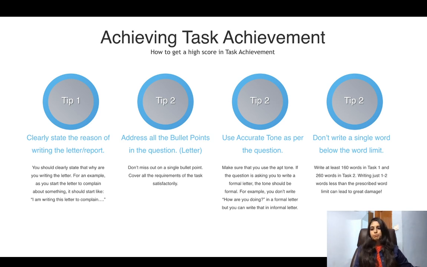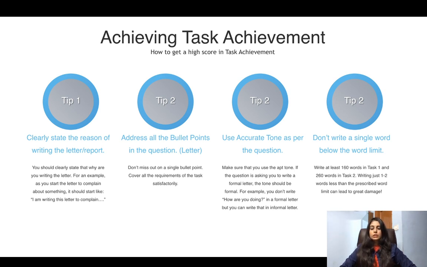All right, so we have task achievement. So how do you increase your task achievement and how do you increase your other parameters? We'll be focusing on that right now, and because of a technical glitch we have not changed tips 3 and 4, so please ignore that. And here, how to get a high score in task achievement, which is the very first parameter.